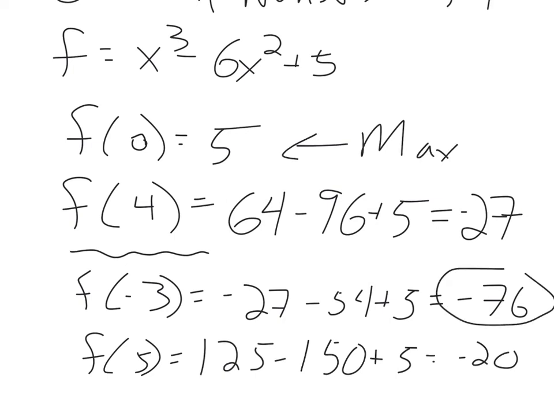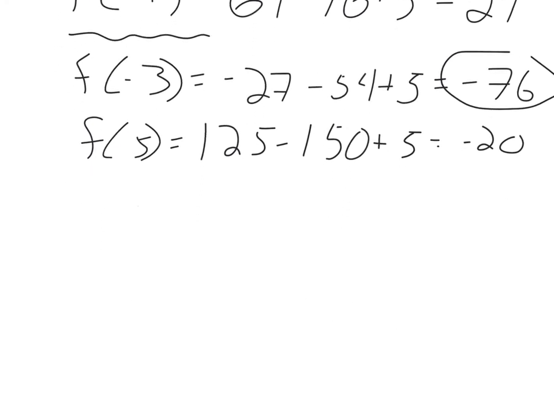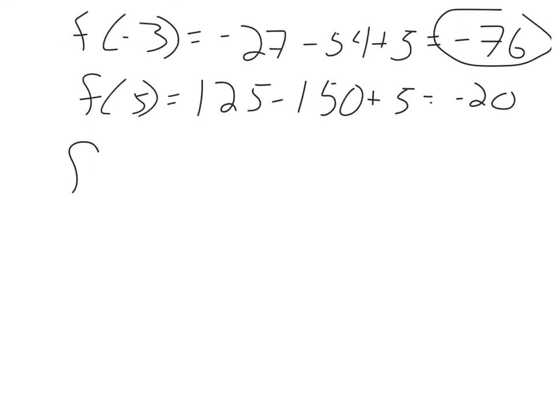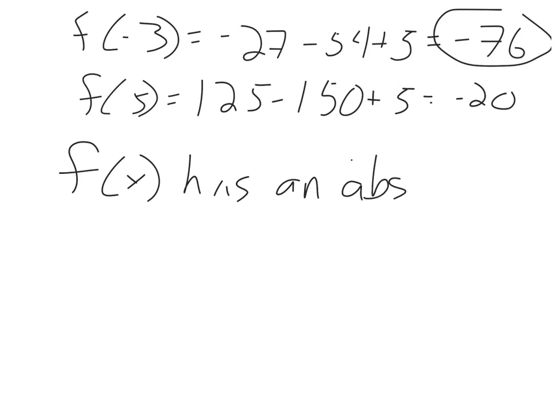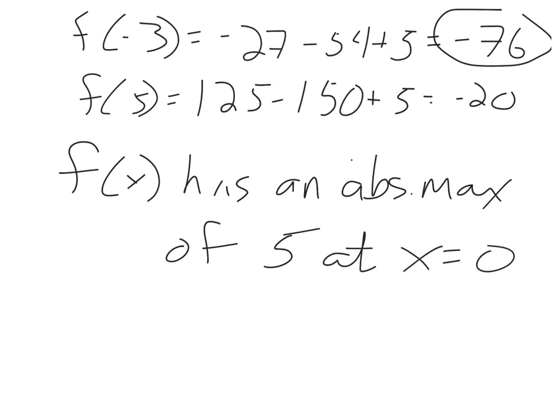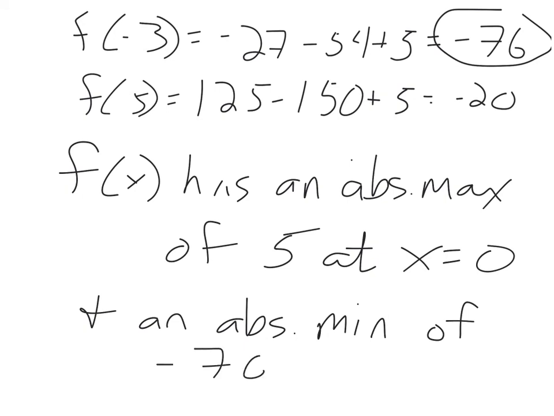All right. So to complete this problem, I would say f of x has an absolute max of 5 at x equals 0 and an absolute minimum of negative 76 at x equals -3. And there's our problem.